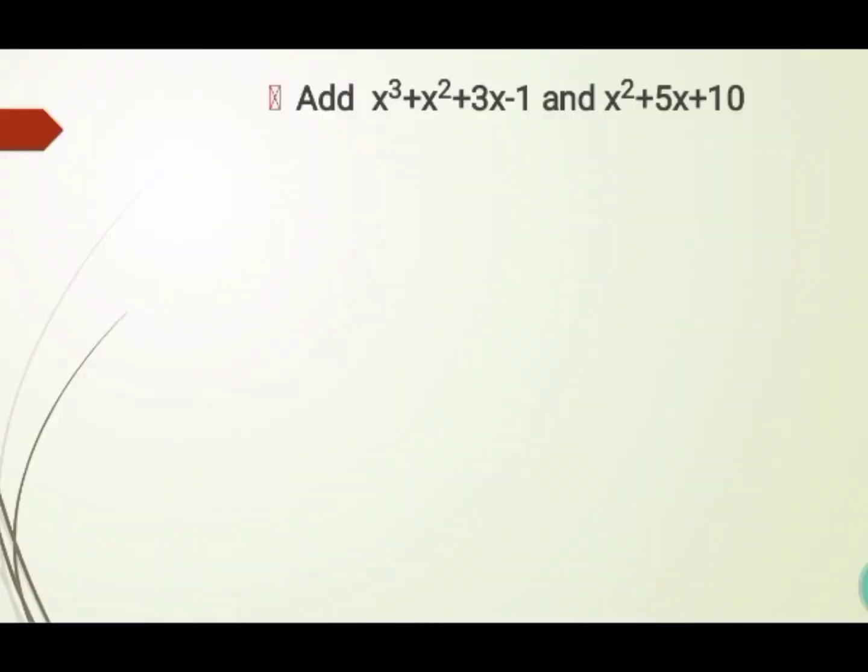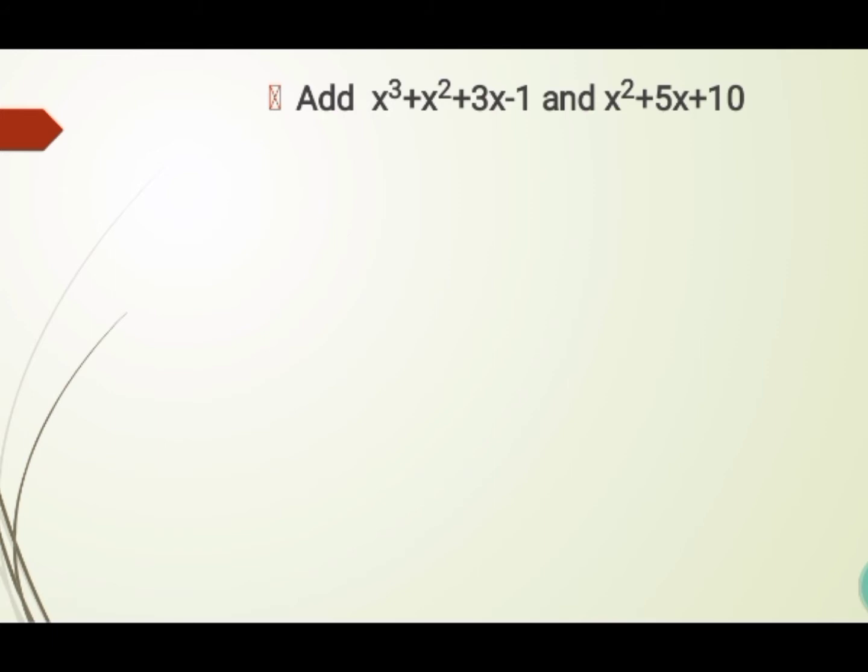So, adding polynomials. First we have the polynomials x cubed plus x squared plus 3x minus 1 and x squared plus 5x plus 10. In adding polynomials, always remember you only have to combine the similar terms, because if the variable is not the same, you cannot add or subtract them.